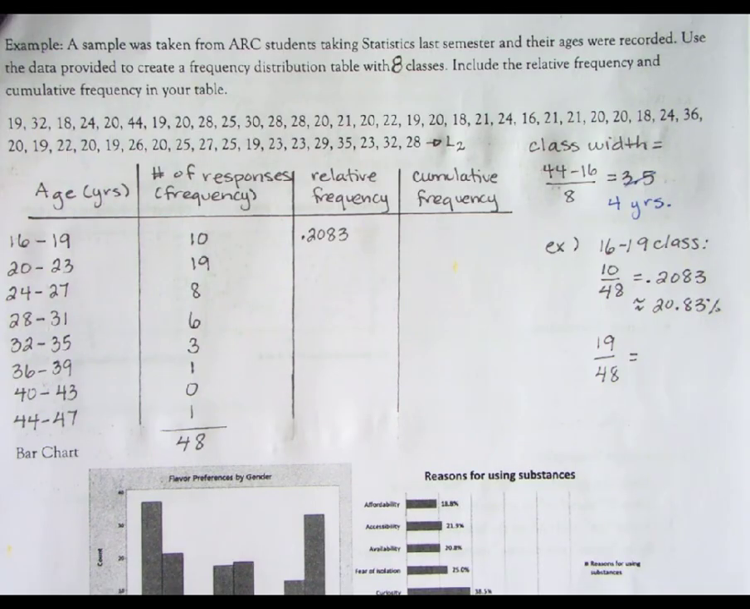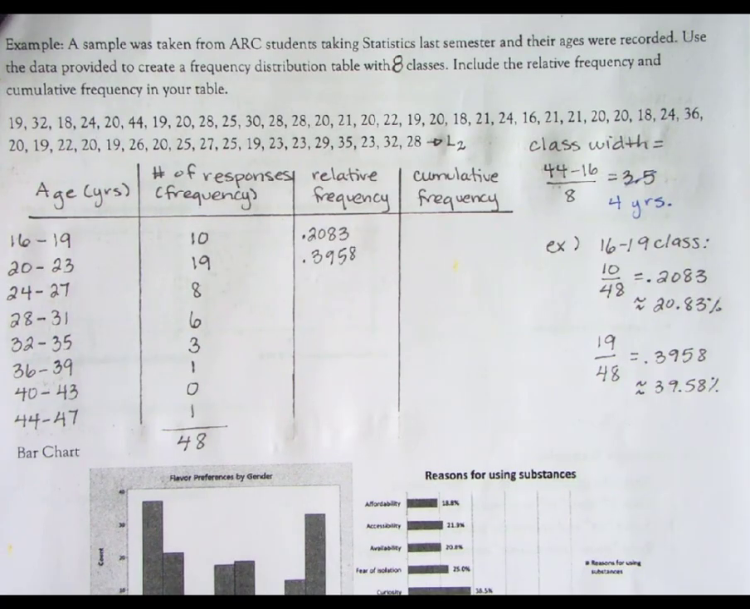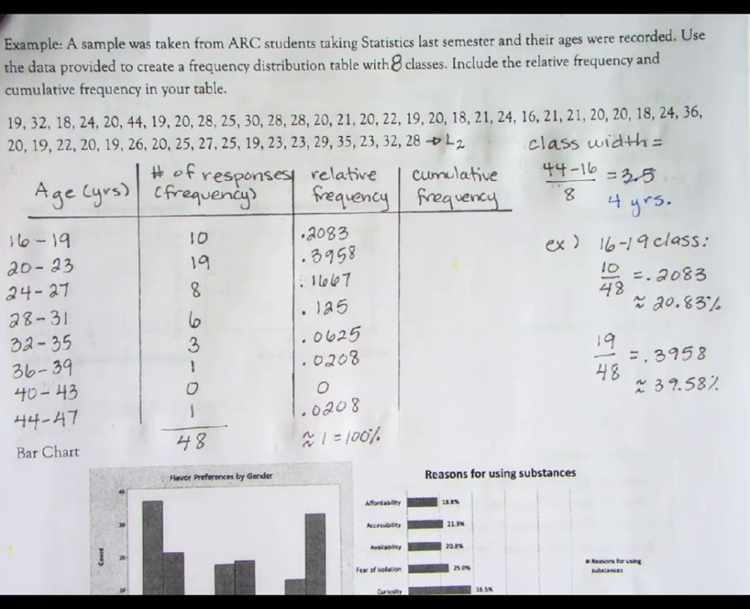For the 20 through 23 age class category, they represent 19 out of the 48 total surveyed. That is approximately 0.3958 or 39.58% of the total number of students who took statistics in my class last semester. We can complete this by creating the fraction of each class frequency out of the total. If we were to add up all the relative frequencies, they should total up to be close to or exactly 1, depending on how we round. This would represent 100% of the total surveyed.